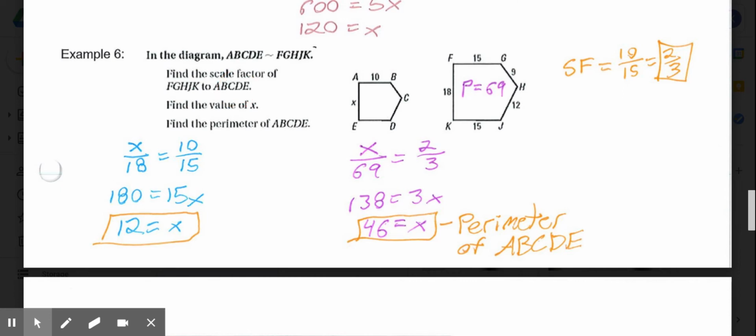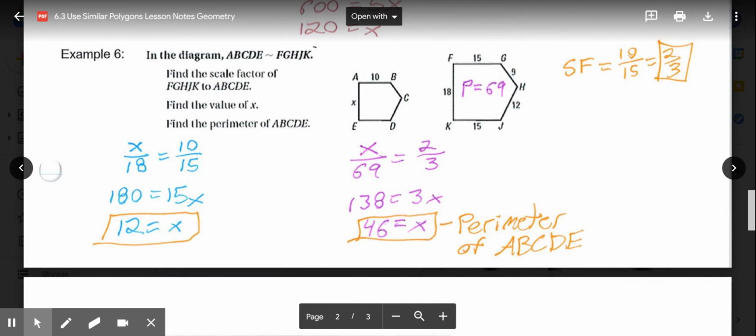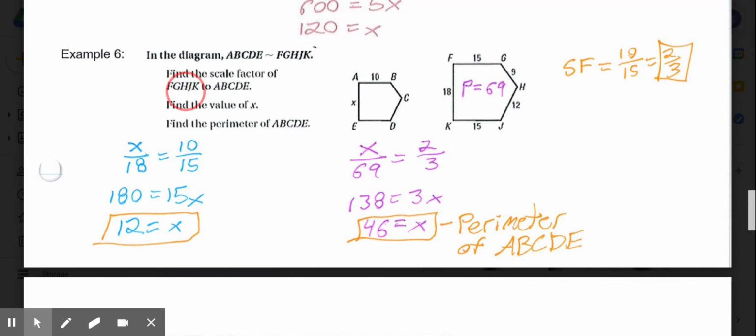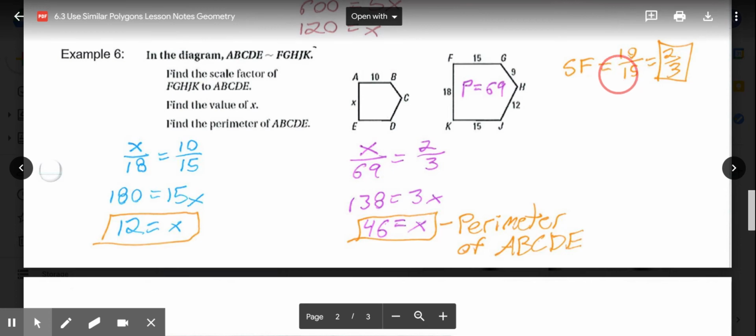So our scale factor, which I believe I reversed here. I did. I didn't read my own directions. Our scale factor would not be 2/3, because that would be ABCDE to FGHJK. So we would need to flip this. Our scale factor would actually be 15 over 10 or 3 over 2, because again, the one before the word "to" should go on top. So you'll want to flip this one in your notes.